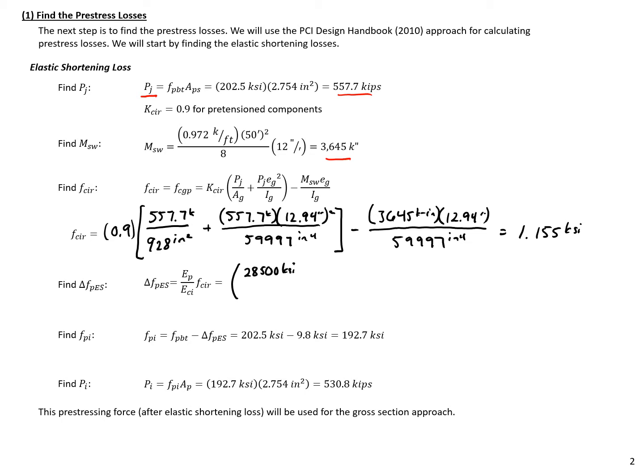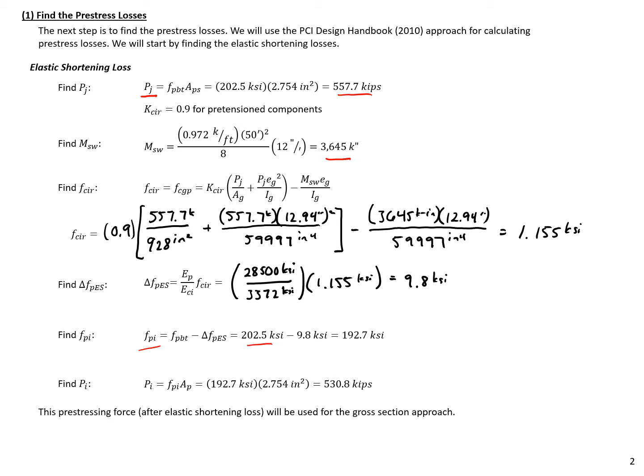modulus for our pre-stressing, 28,000, divided by our modulus of our concrete at release, 3,372, times the stress, 1.155, which will give us an elastic shortening loss here of 9.8 KSI. We can use that elastic shortening loss to find the stress in our strand after transfer.